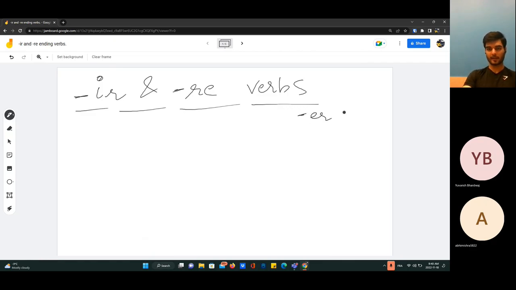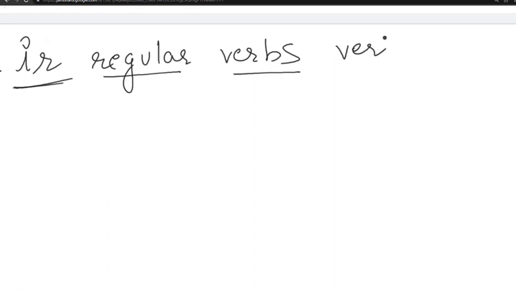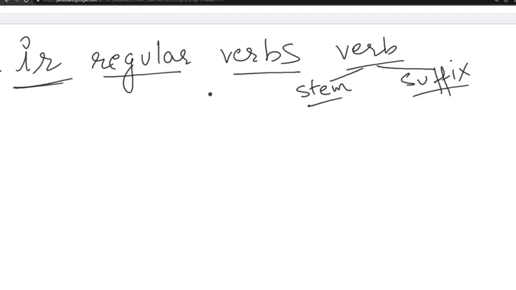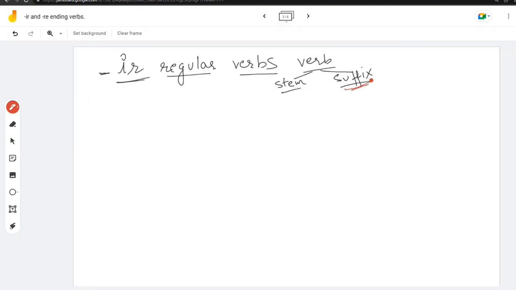Until now, we covered ER ending verbs, which means that for all the regular ER ending verbs, you replace that ER with E, ES, E, ONS, EZ, EN. IR, I would say, regular verbs. For any verb, we have two different things: stem, which doesn't change, and suffix, which changes. IR was what, a stem or suffix? Suffix. IR will change, and the stem will always remain the same.